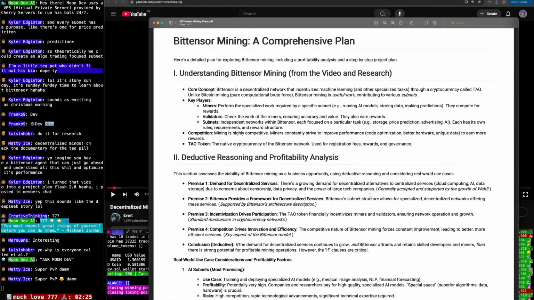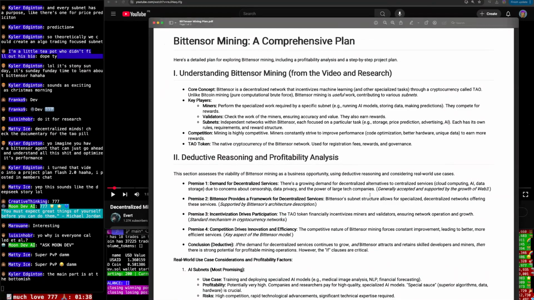Kyler's my boy, though. BitTensor mining plan, a comprehensive plan. Here's a detailed plan for exploring BitTensor mining, including a profitability analysis and a step-by-step project plan. Understanding BitTensor mining from the video and research: core concept. BitTensor is a decentralized network that incentivizes machine learning and other specialized tasks through a cryptocurrency called Tau. Unlike Bitcoin mining, pure computational brute force, BitTensor mining is useful work contributing to various subnets. Key players: miners perform the specialized work required by a specific subnet, running AI models, storing data, making predictions. They compete for rewards. Validators check the work of miners, ensuring accuracy and value. They also earn rewards. Subnets: independent networks within BitTensor, each focused on a particular task, e.g., storage, price prediction, advertising, AI. Each has its own rules, requirements, and reward structure.